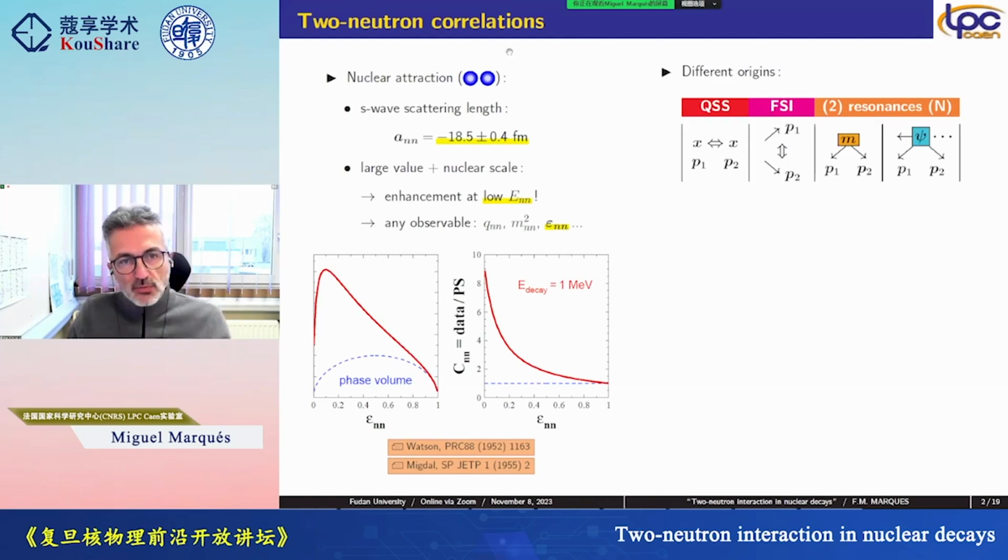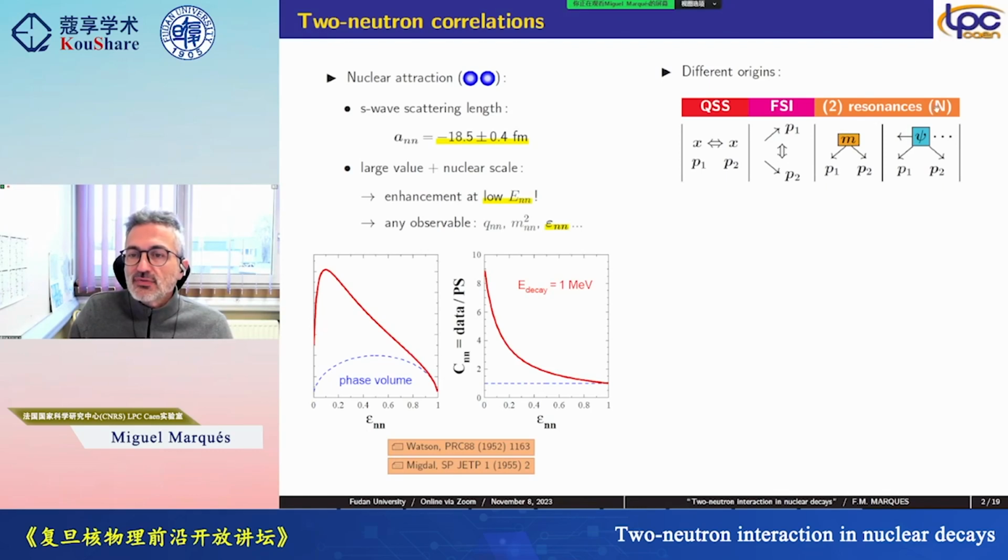Then, in general, when we talk about correlations between two particles, and in our case, two identical particles, there are different origins for correlations. For example, the statistical symmetries. If they are fermions, there is an anti-correlation at low energy. If they are bosons, it's a positive correlation. You have a final state interaction. If it is attractive, you have an increase at low energy. If it is repulsive, you have a decrease.